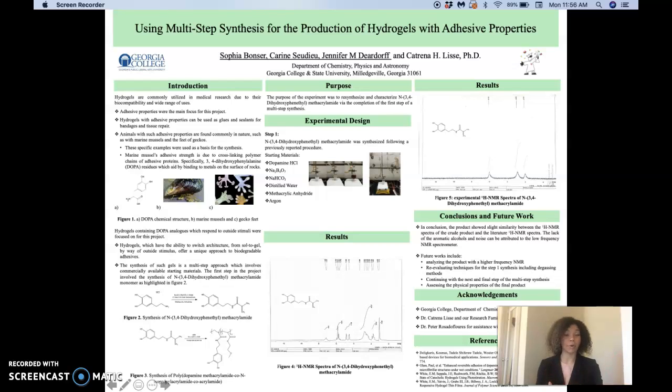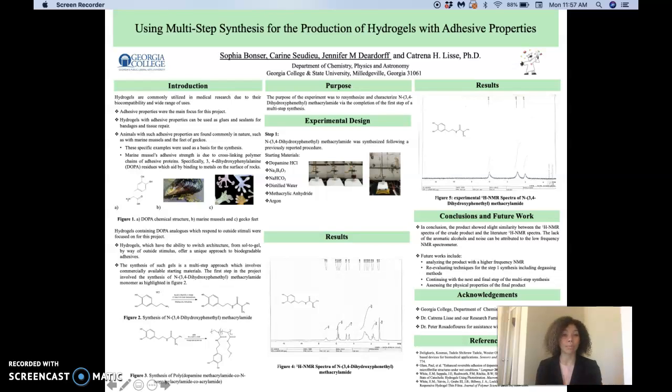As I said before, and as you can see in the title, this is a multi-step synthesis. So I'm going to quickly review the 3 steps, and then I'll go into what I've been doing. Figure 2 shows step 1 of the synthesis of these hydrogels, which is the synthesis of N,3,4-dihydroxyphenyl methacrylamide, which will from here on out be known as DMA.